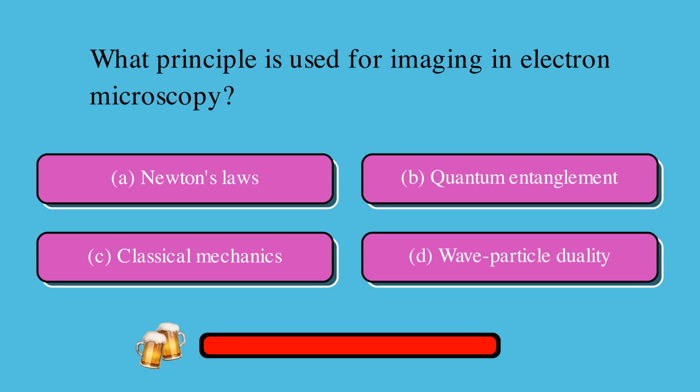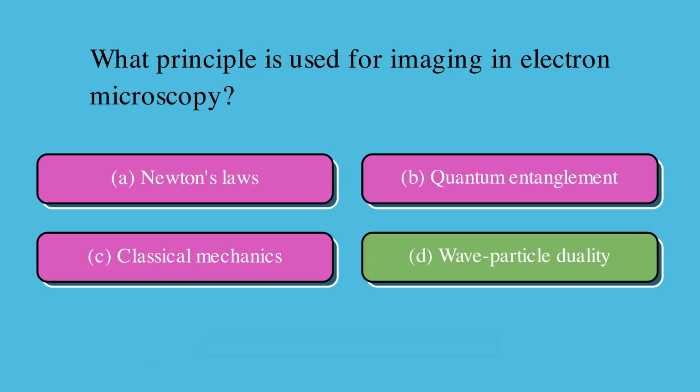What principle is used for imaging in electron microscopy? Is it A, Newton's laws, B, quantum entanglement, C, classical mechanics, or D, wave-particle duality? The correct answer is D, wave-particle duality.